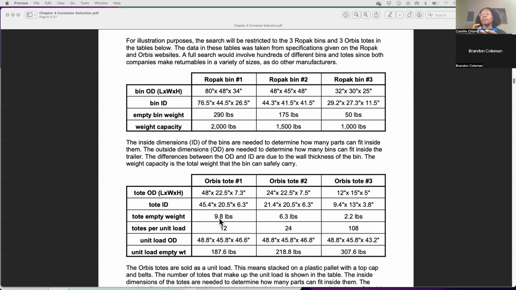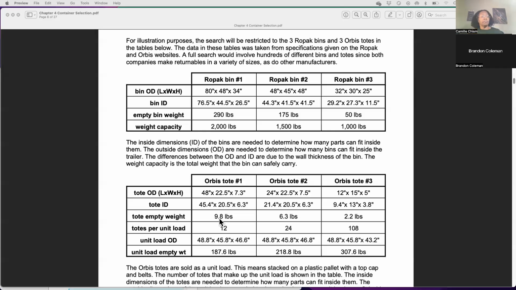The 12, you're going to be able to get 4 across on the 48-inch length for that 12-inch dimension. For the 15, you're going to be able to get 3 across on the 45-inch dimension. So now you're looking at 4 by 3, so 12 per layer. And then they're 5 inches high.